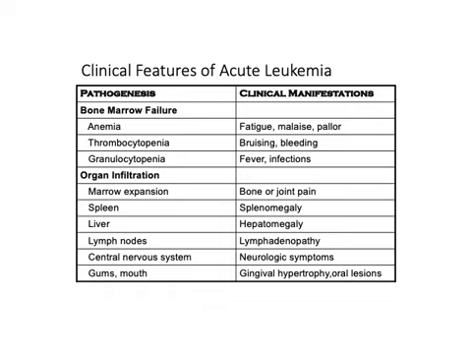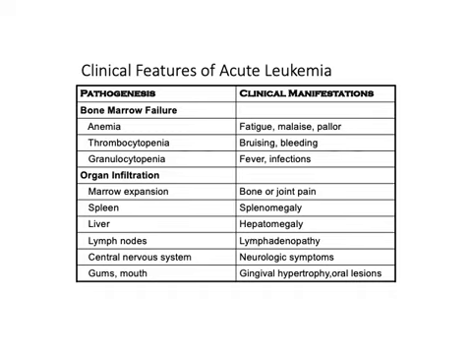Regardless of the forms of acute leukemia, the main pathogenesis is the bone marrow failure. As a result of the infiltration of the bone marrow by leukemic cells, mature cells or functionally normal cells cannot be produced, leading to clinical manifestations of fatigue, malaise, pallor, bruising and bleeding secondary to thrombocytopenia, and severe infection as a result of granulocytopenia.